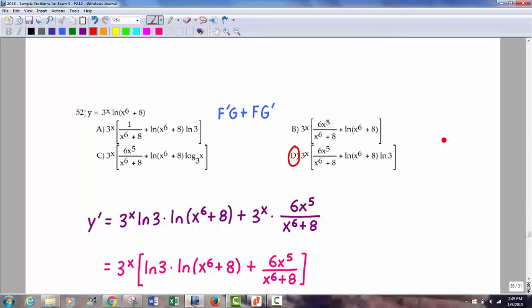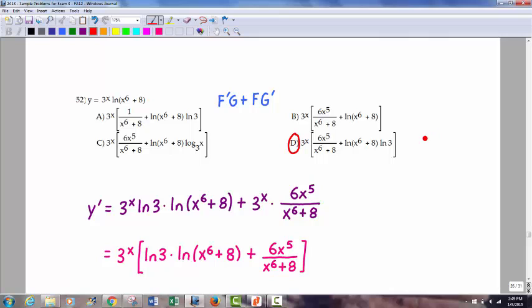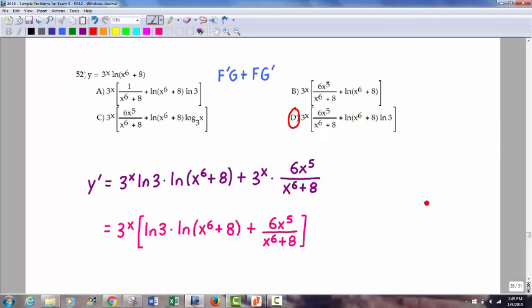52. Is going to be a product rule. It's 3 to the x times ln of x to the 6 plus 8. So let's see what we have here. And once again, the order of the product rule doesn't matter, but if it's multiple choice, you may have to reverse the order of the answer. You see, I just labeled what I did. That I went f prime g plus f g prime.